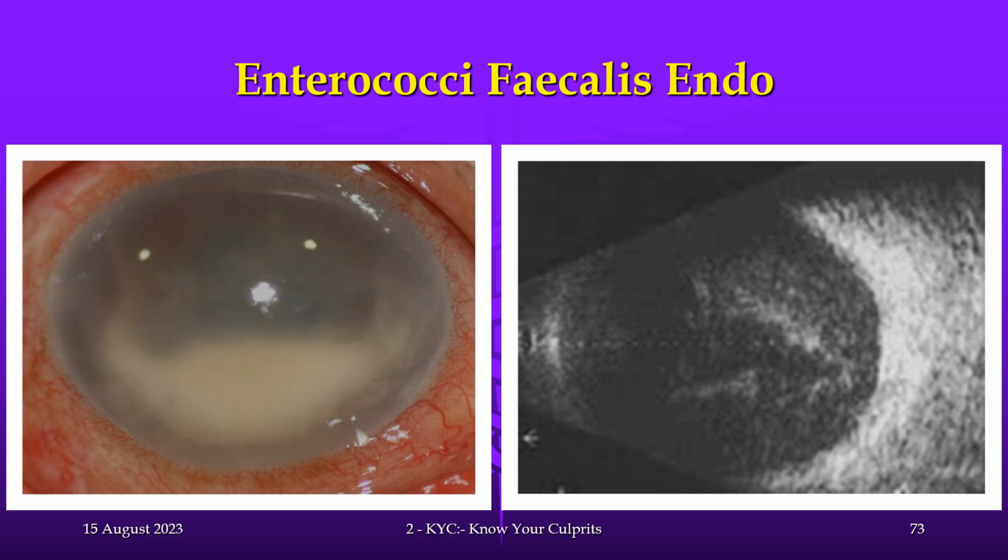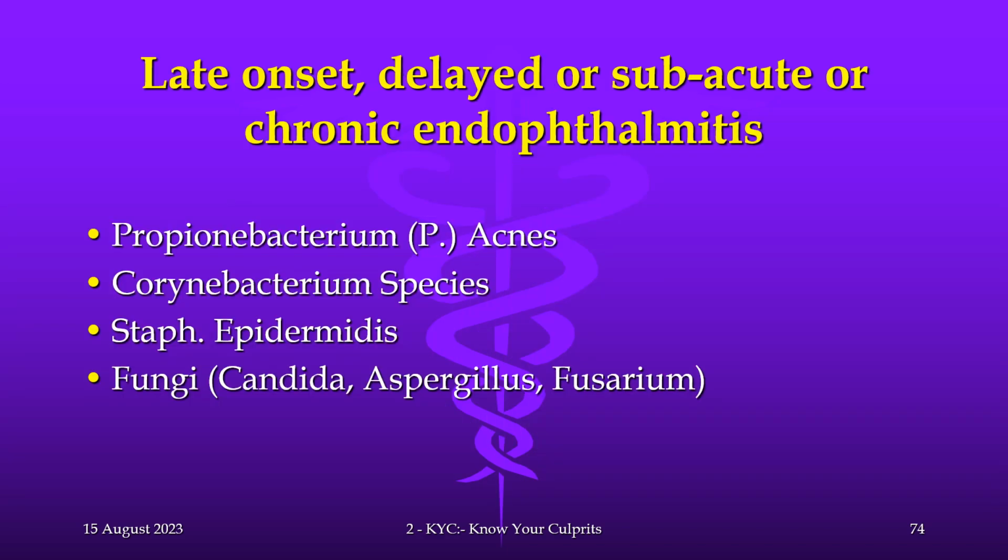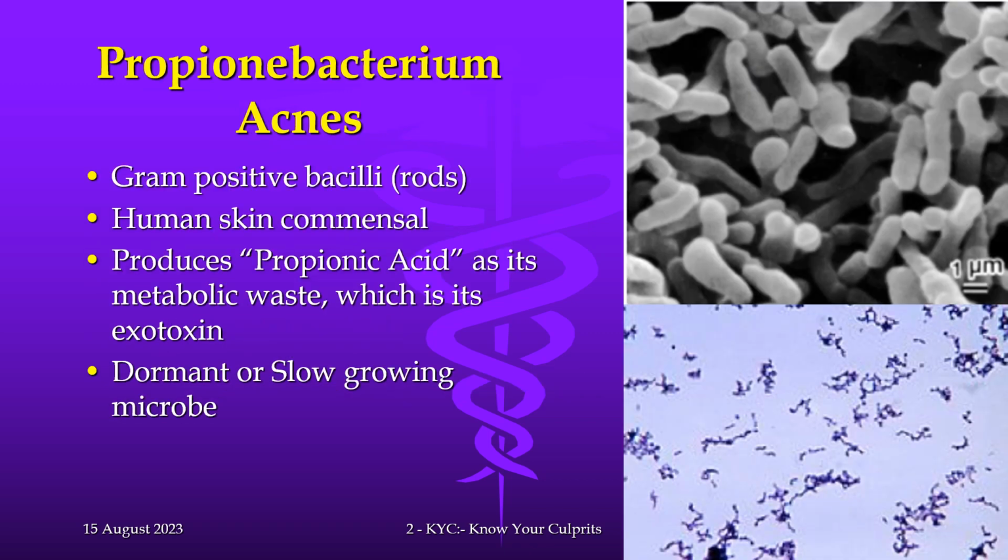Late onset, delayed, subacute or chronic endophthalmitis are usually caused by Propionibacterium acnes or Corynebacterium species or Staphylococcus epidermidis or fungi, namely Candida, Aspergillus or Fusarium. Propionibacterium acnes is a gram-positive bacillus in the shape of rods, which is a human skin commensal.